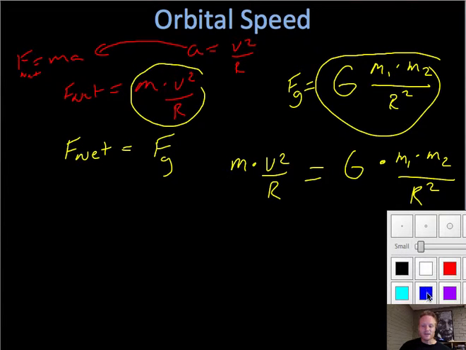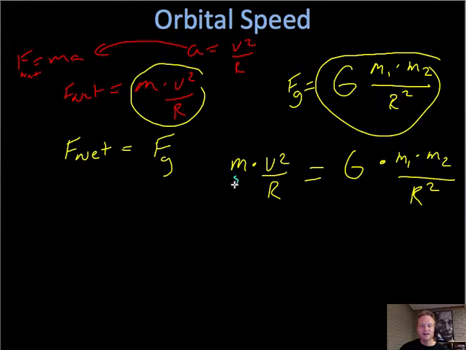And using your noggin, I think we know that we can cancel some of this stuff. I should really probably have said, this m is the mass of the satellite, or the moon, or whatever it is that's orbiting the object. And m1 would also be the mass of the satellite. So I could get rid of this m. I could get rid of this r and just call this r instead of r squared. And all of a sudden, you're left with this.